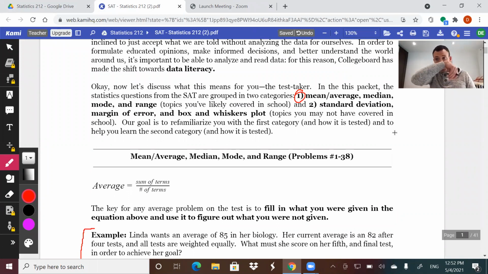If you forget what one means, not a big deal. Each one is defined in this worksheet. So that's half of what you need to know for statistics on this test: the familiar.